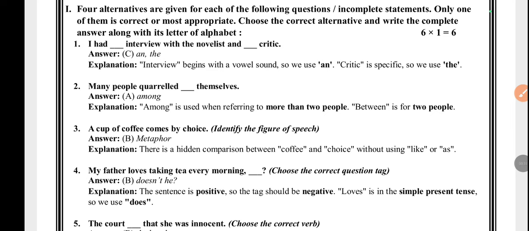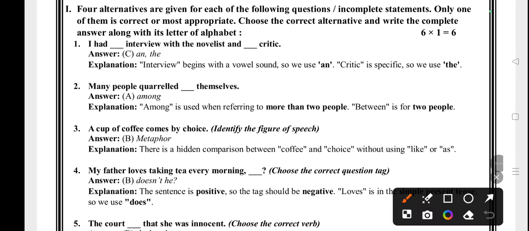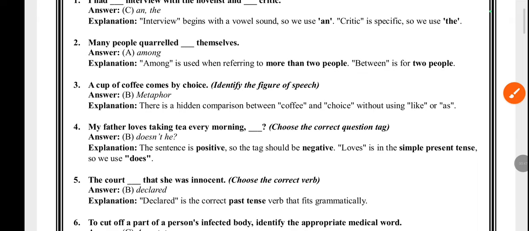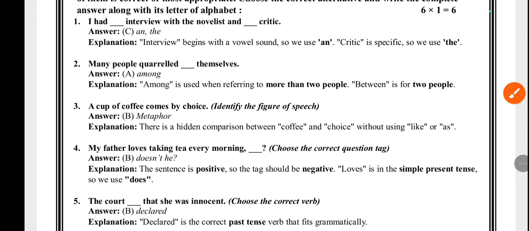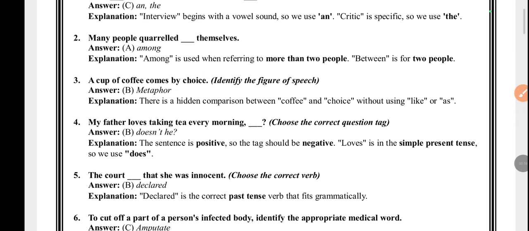First one. I had a dash interview with the novelist and dash critic. Its answer: I had an interview with a novelist and the critic. Answer option C. Interview begins with a vowel sound, so we use an, and critic is specific, so we use the.